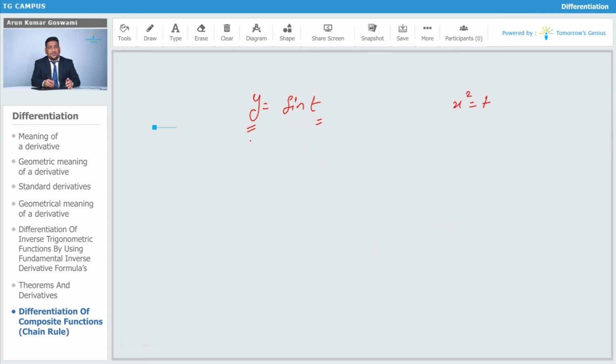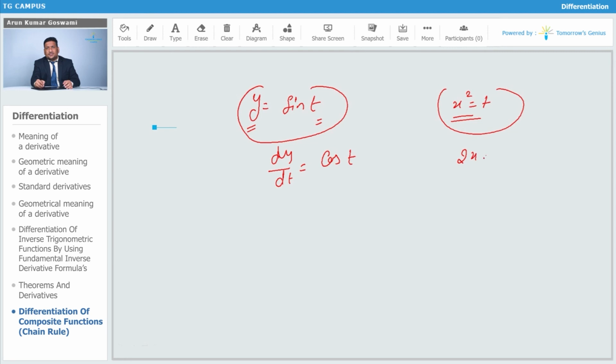If I differentiate, I'm going to get dy by dt, but I don't want that. I want dy by dx basically. So here if I'm differentiating, I'm getting dt by dx. That's a very important point. Now from the one function I got two functions. Let's find dy by dt. It is nothing but cos of t. And if I differentiate t equals x square, I'm going to get dt by dx as 2x only.